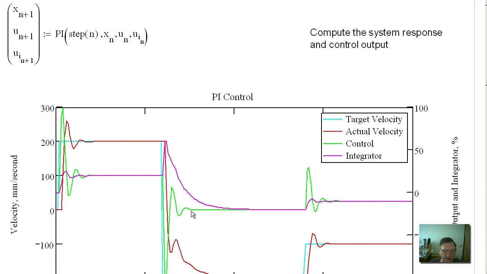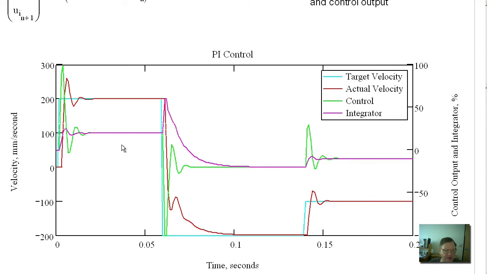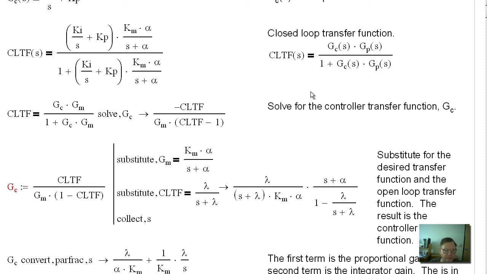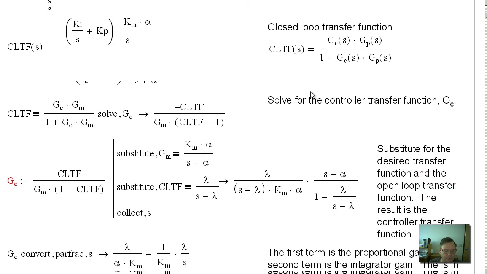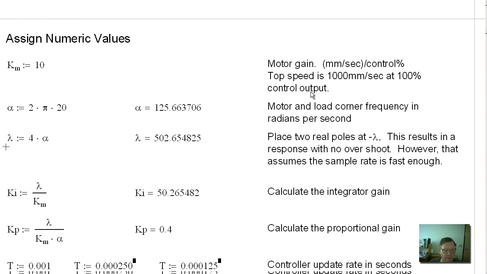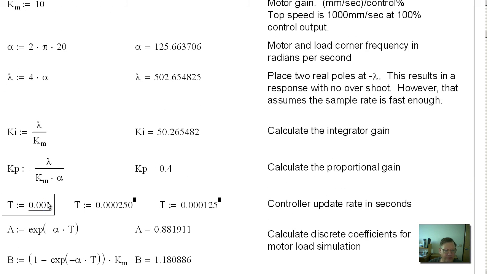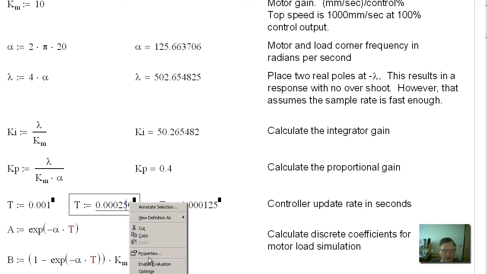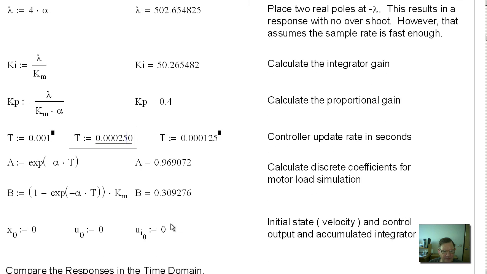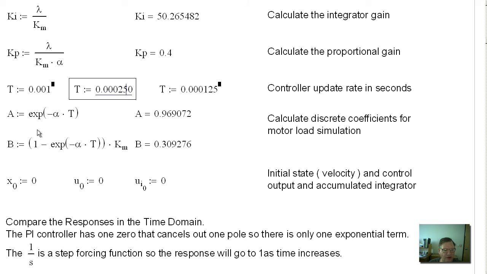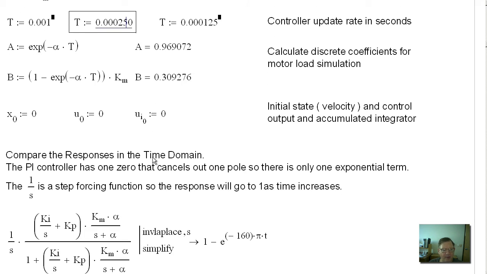And you can see that we're saturating here, and we're almost saturating here too. So let's see what happens if I increase the sample rate. I'm going to disable 1 millisecond and enable 250 microseconds, and that changes these coefficients here. But basically I'm sampling at 4 kilohertz instead of 1.